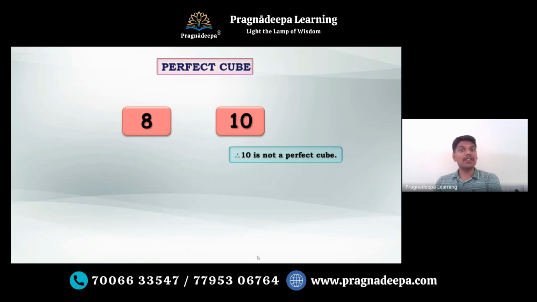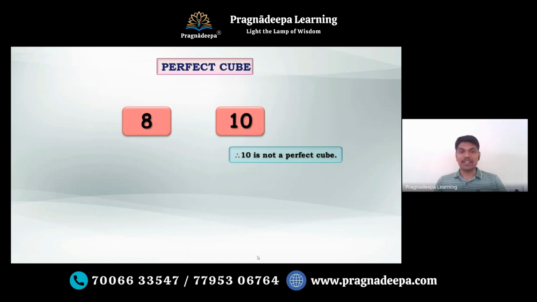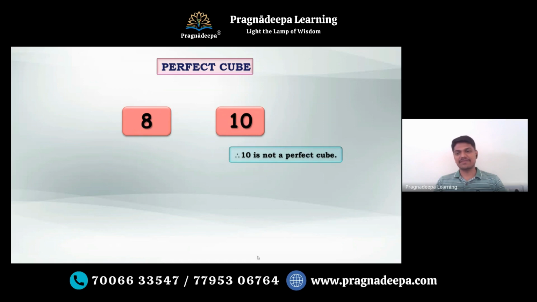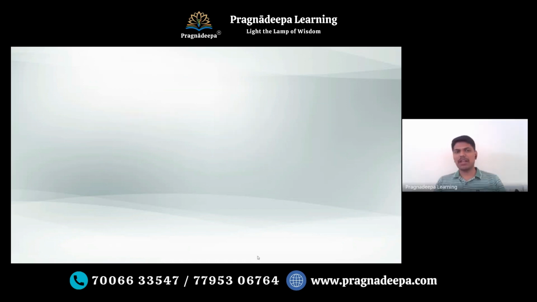Okay, so did you understand? Can you give an example which is a perfect square but not a perfect cube? Sir, 4. 4, very good. 16, yes, sir. 16 as well. You can give plenty like that. Sir, 100 as well. Yes, very good. You can give plenty.